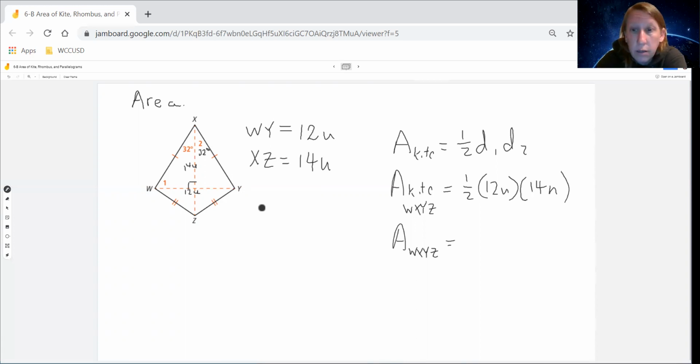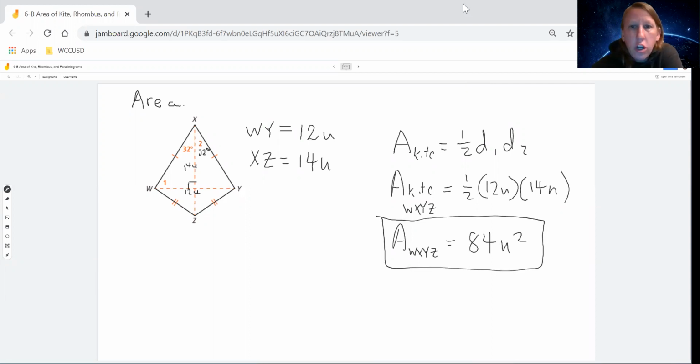some big number. What is it? It's 84. So we have 84 units squared. I put that in a box. I have found the area of the kite. Good job, me.